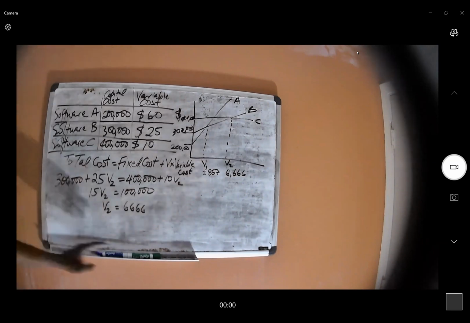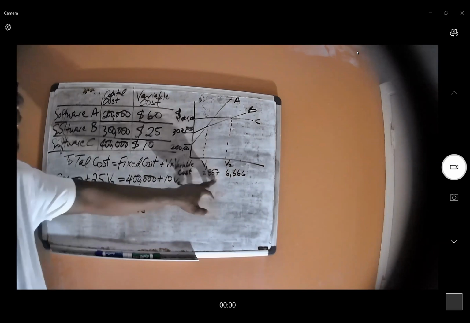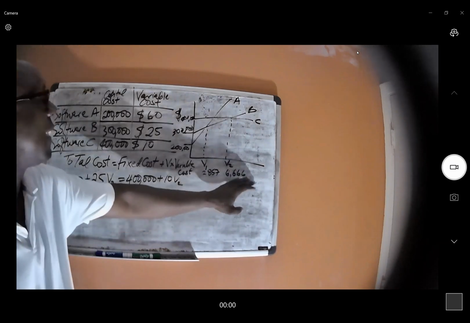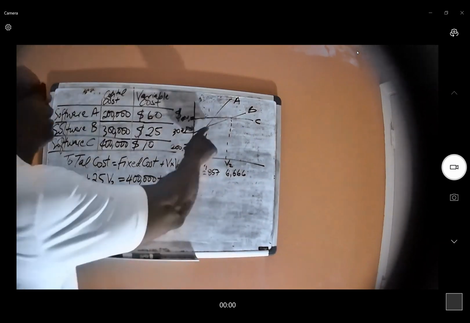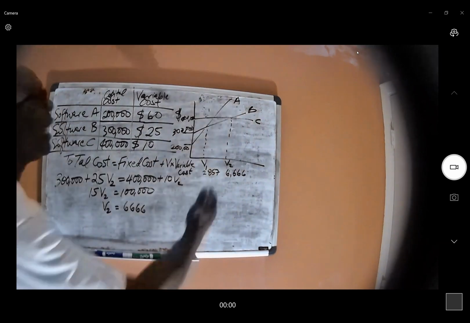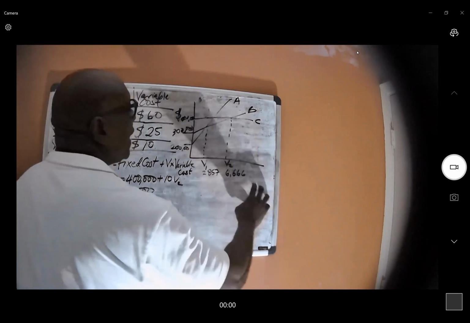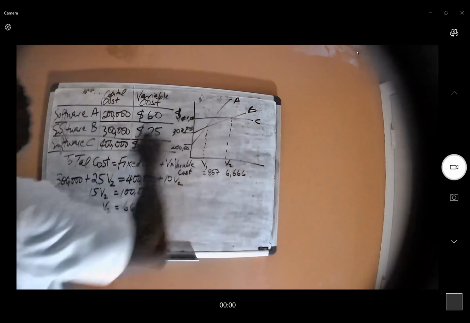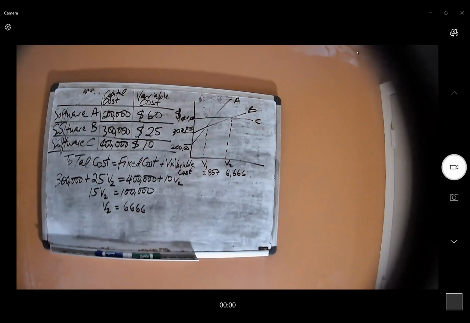If you're making between 2008-57 and 6,666, you're going to use software B or process B for that matter. And anything greater than 6,666, you have to use the software C or process C.